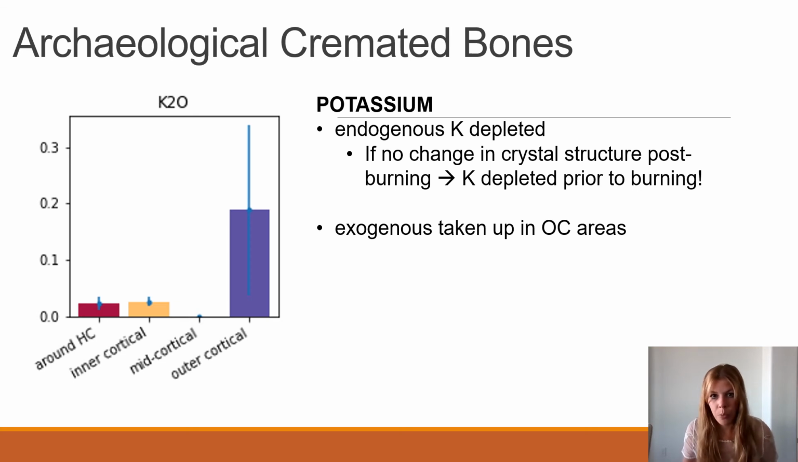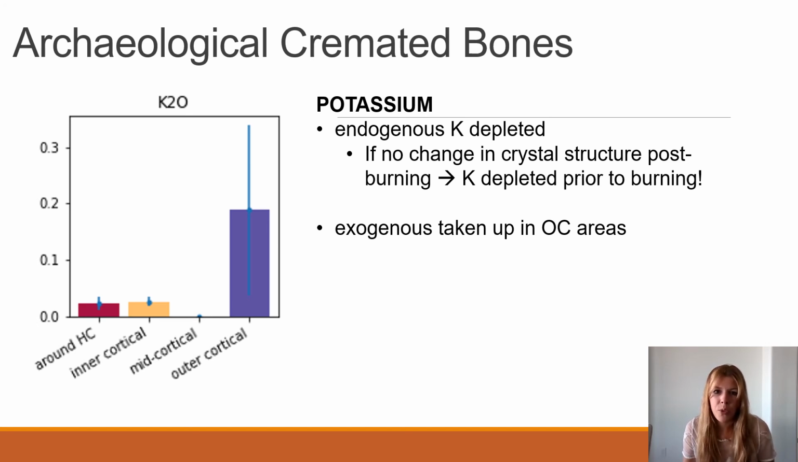Exogenous potassium from the soil diffused into the outer cortical layers and to a lesser degree from the inner cortical end and through the vascular canals. There is no detectable potassium in the mid-cortical layer, which suggests endogenous potassium has depleted.